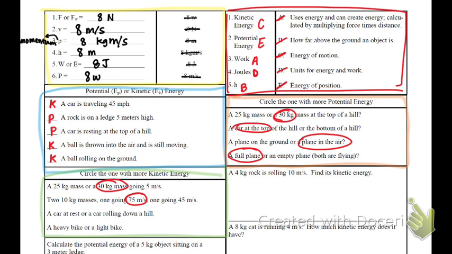A car at rest or the car rolling down the hill. Movement matters. And then a heavy bike or a light bike. Heavier bike has more kinetic energy. Okay. Questions about that part?